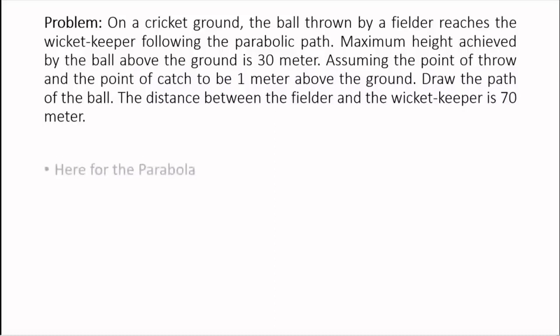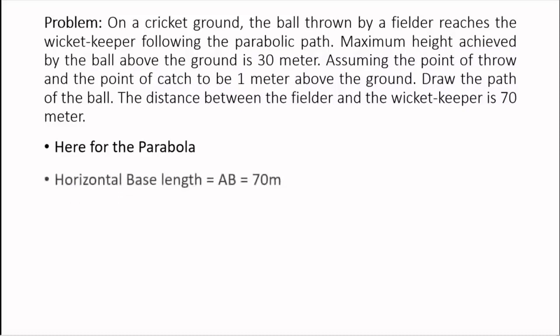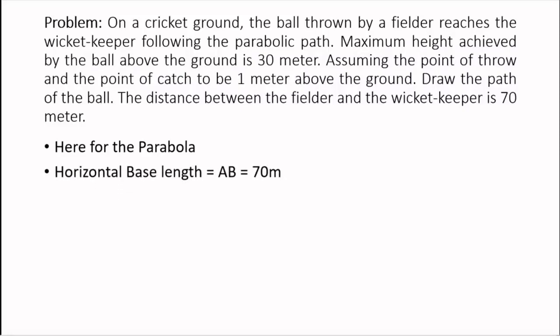So here for the parabola, we have the horizontal base length, that is the distance between fielder and wicketkeeper, as 70 meters, which is given the name AB. Similarly, the vertical height CD is 30 meters minus 1 meter, that is the effective height is 1 meter less because the catch is made 1 meter above the ground. So the effective height is 29 meters for the parabola.